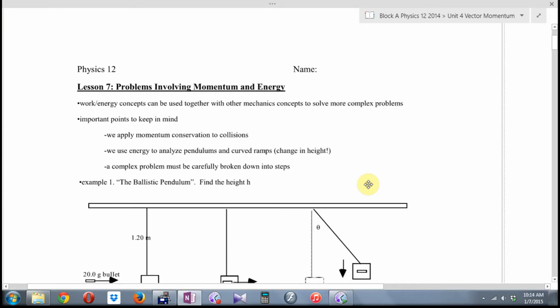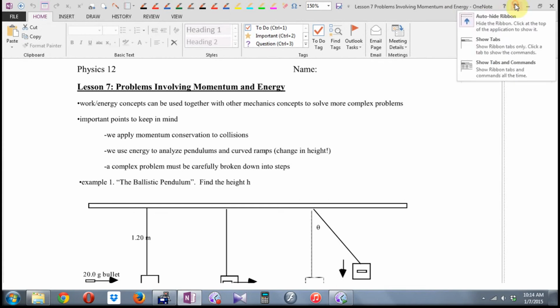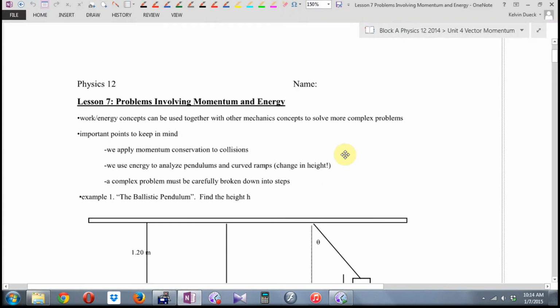So here's what I wrote. Problems involving momentum and energy. Problems where there's a collision and a change in height, change in speed, yucky, curvy path. Stuff to keep in mind. We apply momentum to collisions or explosions. We use energy to analyze pendulums and curved ramps, change in height, change in speed. And for a really, really complex problem, you want to break it down into steps. Usually what I do is I kind of divide my page into little columns or something like that.